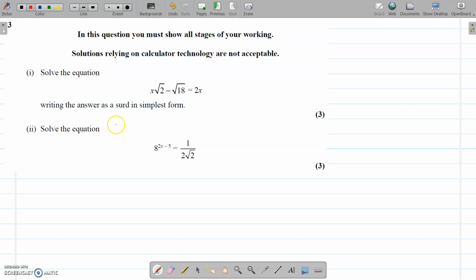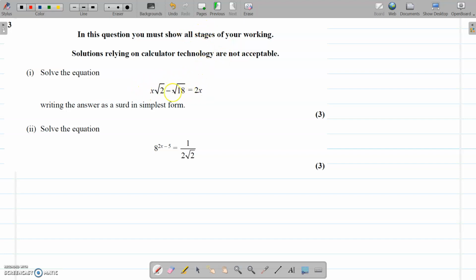Okay, welcome to question 3 of the Year 12 PPE. Read the note at the top because this is becoming quite common now in exam questions. So if it says this, really you don't want to be using the calculator, and the marks are going to be given for showing stages in your working.